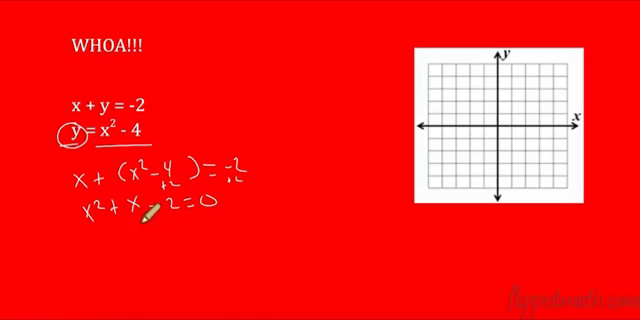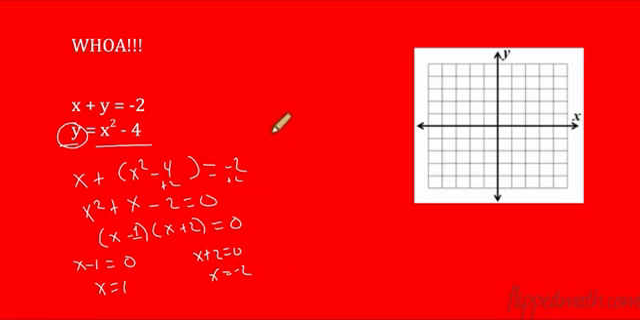Now we need to factor: 2 numbers that multiply to -2 and add to 1. So that's -1 and +2, because -1 times 2 is -2, and -1 plus 2 is 1. Got to use the zero product property, set these equal to 0. So I know x is 1 or x equals -2. So I have two answers.